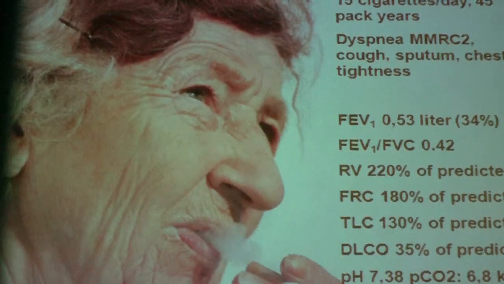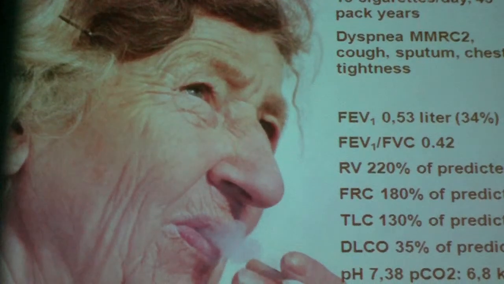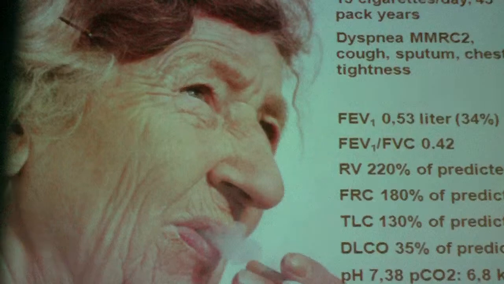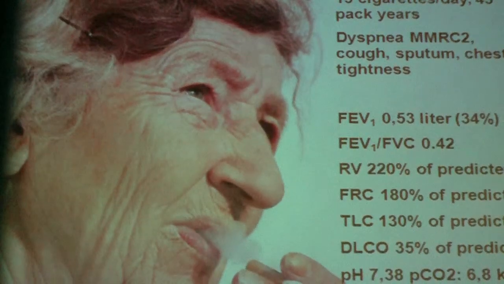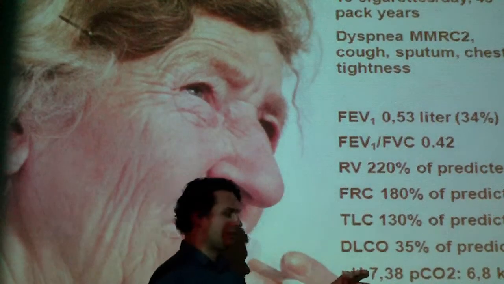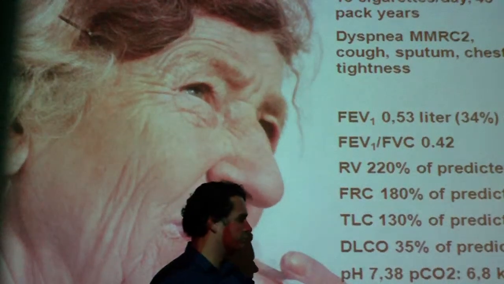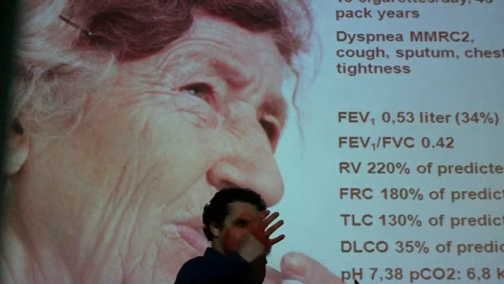She has stage 3 COPD, and now we know that her residual volume is 220% of predicted. FRC, functional residual capacity, is 180% of predicted. Diffusion capacity is only 35% of predicted, and she has chronic respiratory failure with a PCO2 of 6.8 and a PO2 of 7.2. This is chronic because the pH is near 7.4, and the kidneys had the time to correct with bicarbonate for this elevated CO2. Acid-base balance, you remember?